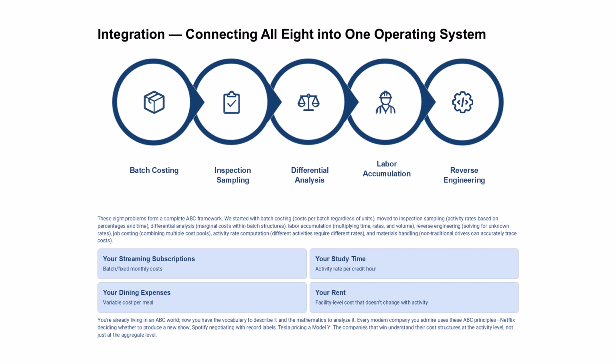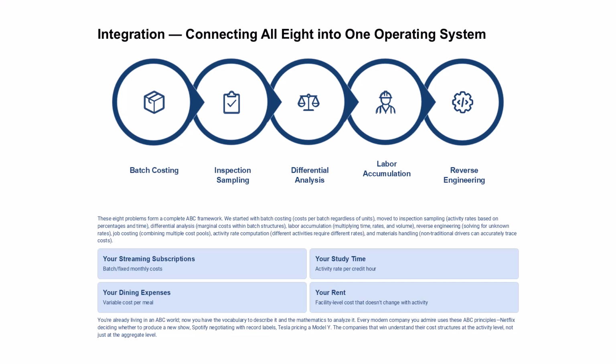Peter Drucker's wisdom ties this together. Efficiency is doing things right. Effectiveness is doing the right things. Traditional costing does things right. It allocates costs. But ABC does the right things by allocating costs based on actual causation.